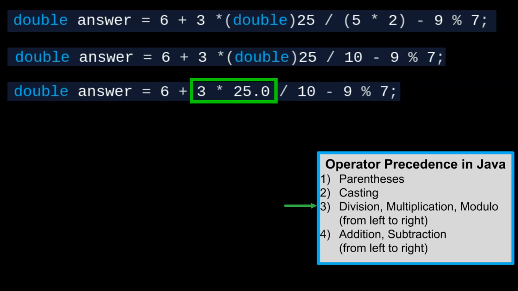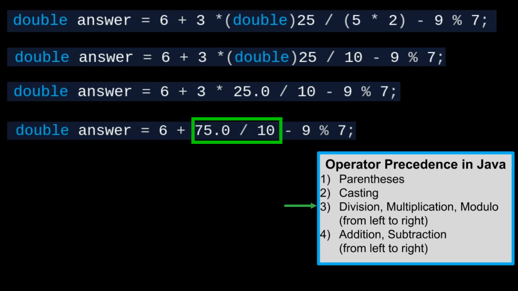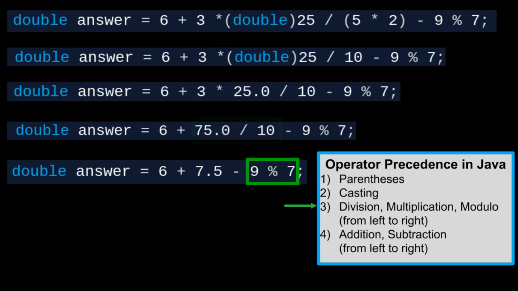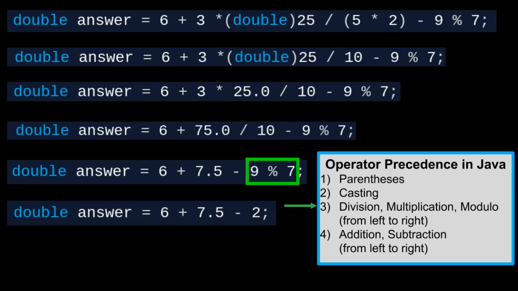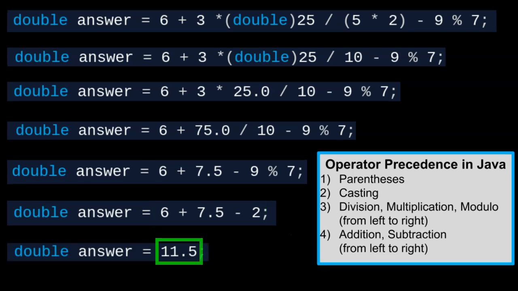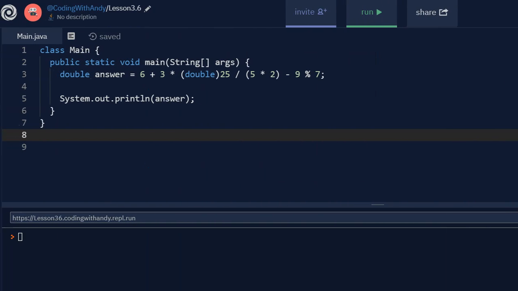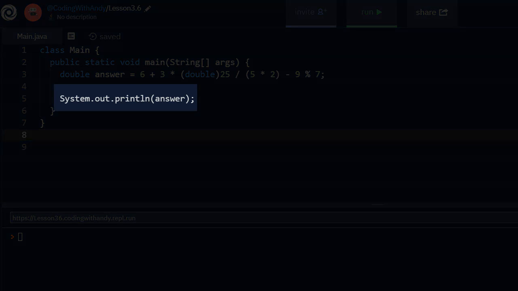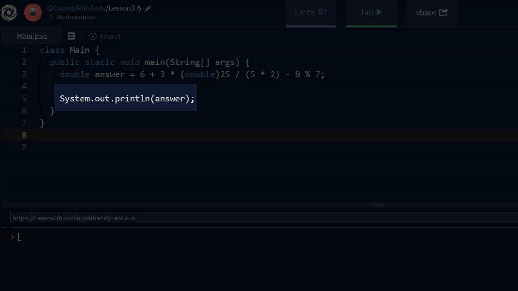Remember that anytime a double is involved in an operation, the result of that operation is also a double. Lastly, we do addition and subtraction and get our final value for this expression. That value is then stored in answer. So it looks like this line of code should print out the value 11.5. Let's check.